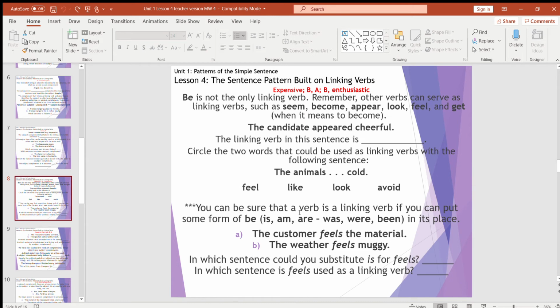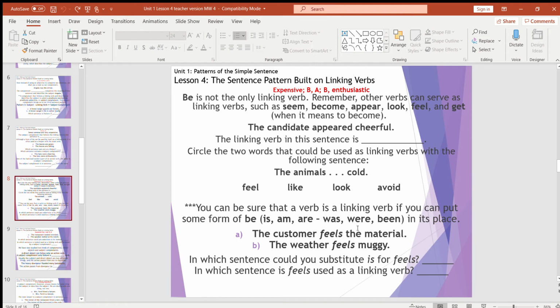Now, like I said a second ago, how can you tell if a verb that looks like an action verb is acting like a linking verb? The way to do that is to try putting a form of be, that is am, is, are, was, were, or been, in its place. So like up here, the candidate is cheerful. That makes sense. Cheerful describes the candidate. The animals are cold. That makes sense. The cold describes the animals.